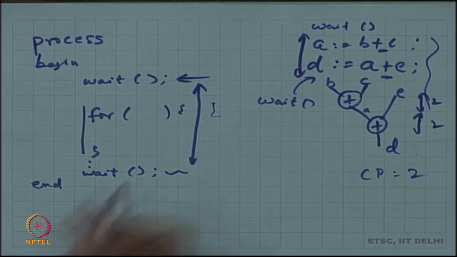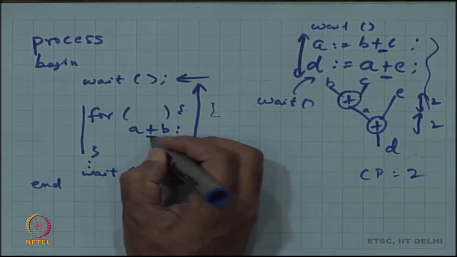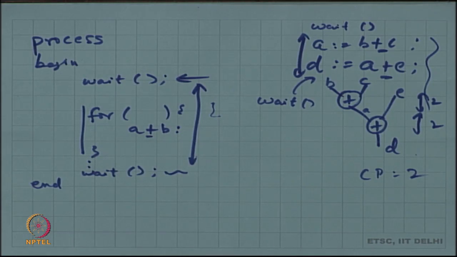So, there could be one uncertainty in the for loop. Here I have a plus b and so on. These are all deterministic, operation delays are known. But what is the one thing that might not be known when you have a loop?